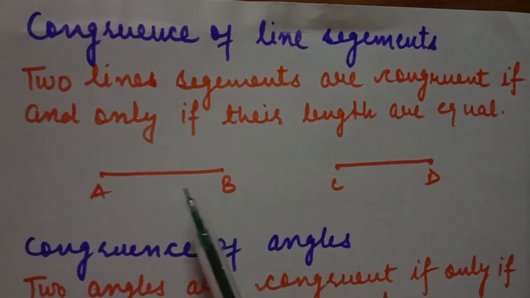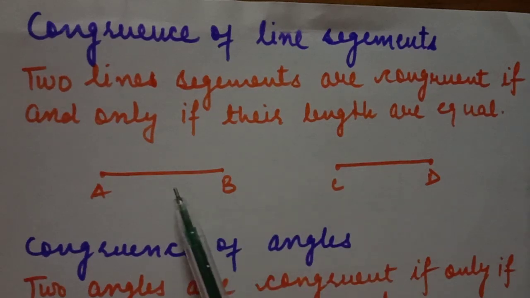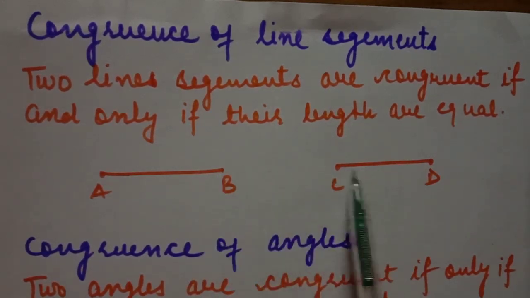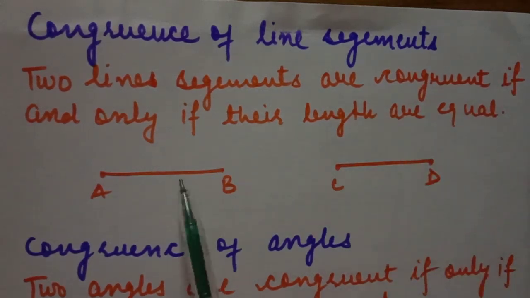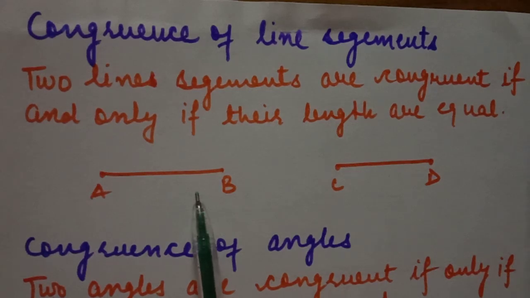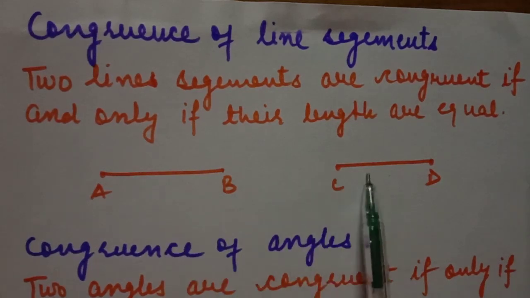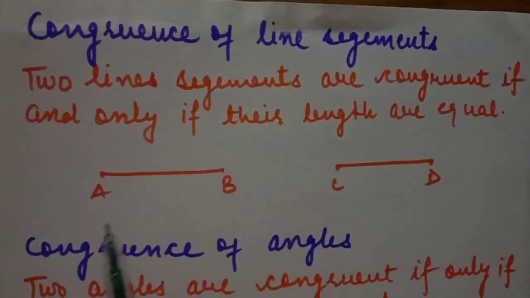Vice versa, if it is already given that these two line segments are congruent, then definitely we can say that the lengths of these two sides are equal. So we call it vice versa also. Two line segments are congruent if and only if their lengths are equal. If length is equal, then definitely they are congruent. So this is the congruency of line segments. Next one is congruency of angles.